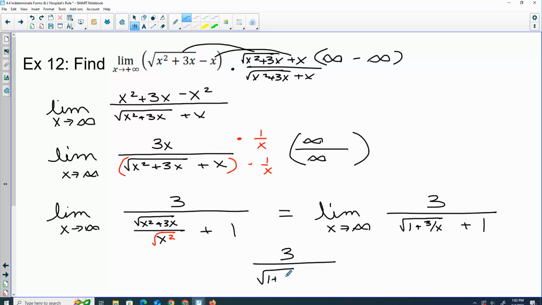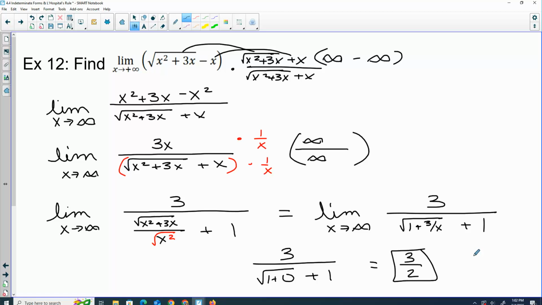1 plus 3 over infinity is going to 0, plus 1. So 3 halves. That's our answer. So L'Hopital's is a tool, but it's not the only option. We've done some of these indeterminate forms in the past. You can still use any technique that we had then.